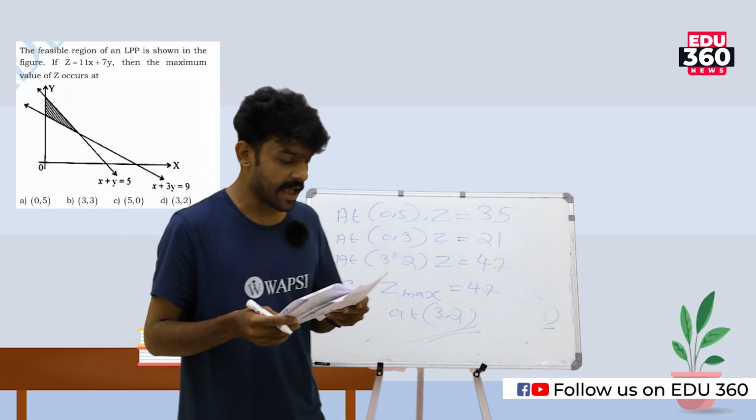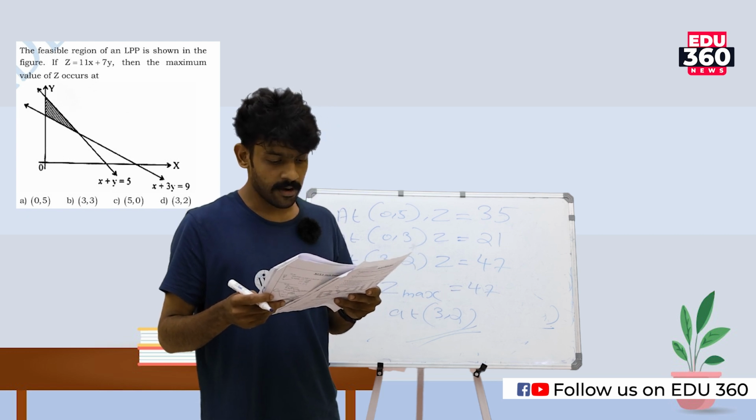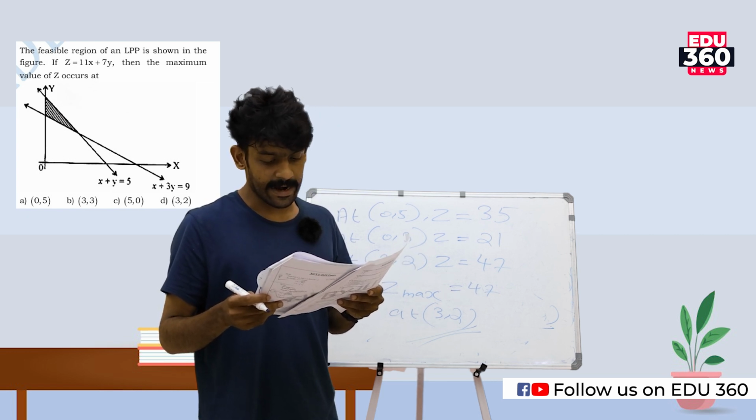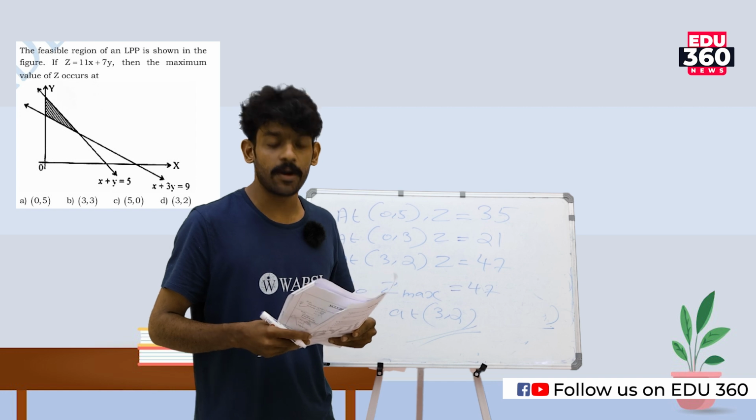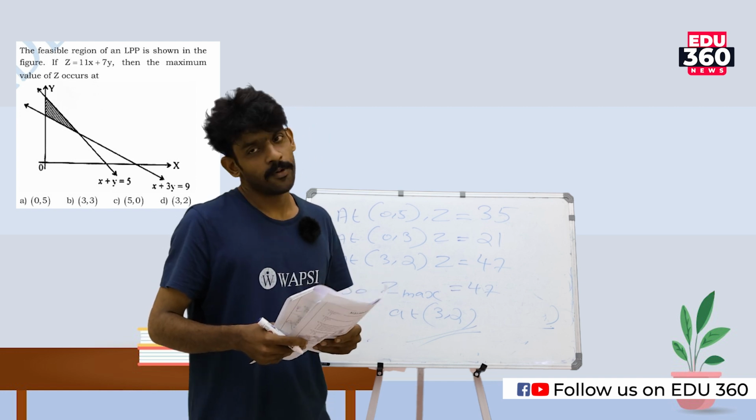So this is the final answer. For this question, option A is the correct answer. The maximum of Z occurs at 3, 2.